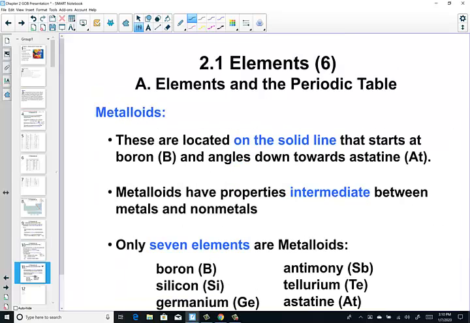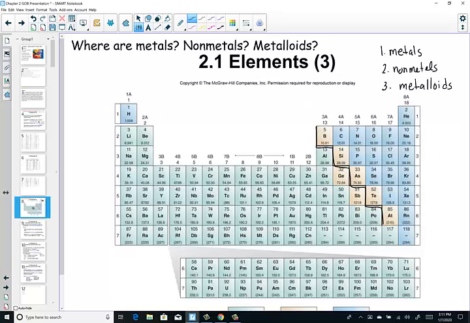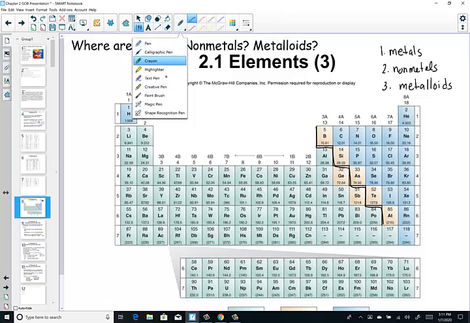And we mentioned that third category called metalloids, kind of the in-between, not quite a metal, not quite a nonmetal, but rather has qualities of both. These are located directly on the solid line that starts between boron and angles down like a staircase. And let me highlight that with you again. When we think about the metalloids, I put the crayon.